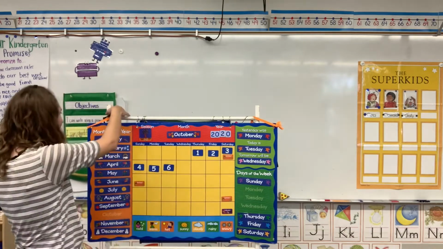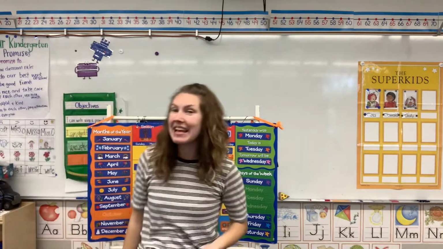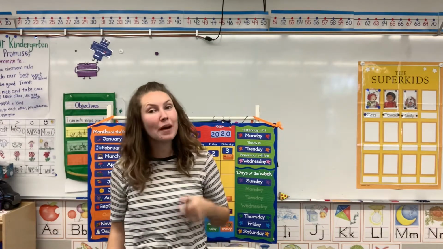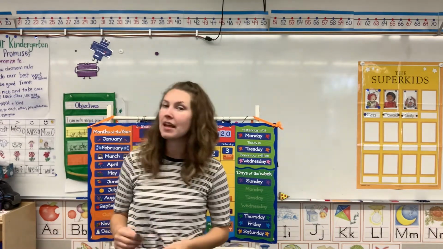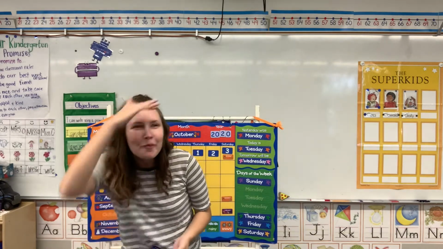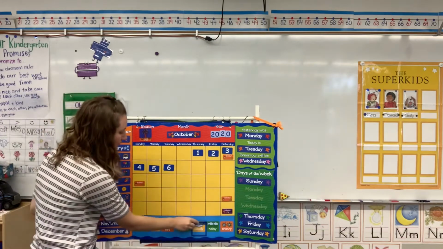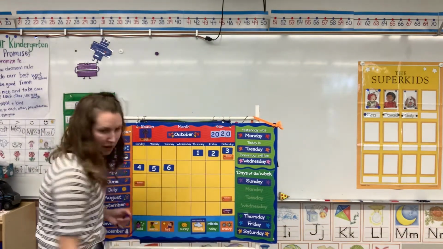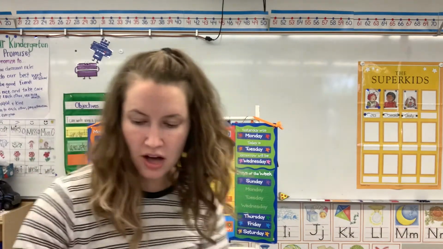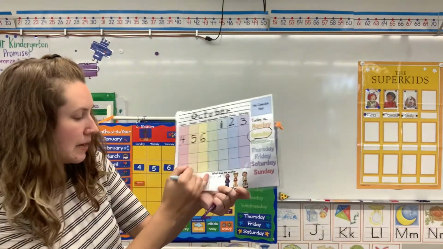All right, let's talk about our weather report. Let's begin with how it looks outside. What does the weather look like? Well, I think today's weather is pretty cloudy. It's pretty cloudy out this morning. I'm going to put cloudy. So then that means that on my calendar mat, I would circle cloudy.